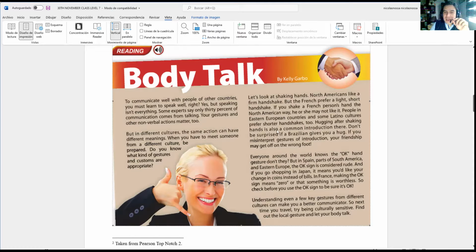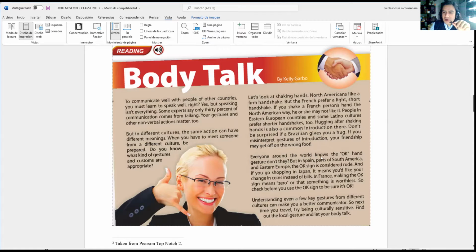Hugging after shaking hands is also a common introduction there. Don't be surprised if a Brazilian gives you a hug. If you misinterpret gestures of introduction, your friendship may get off on the wrong foot.